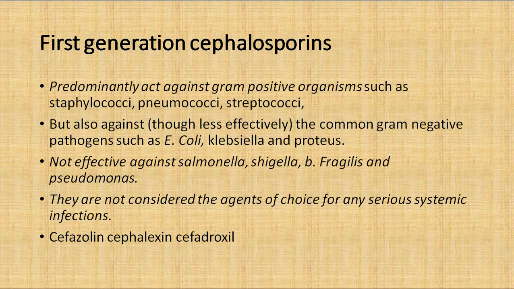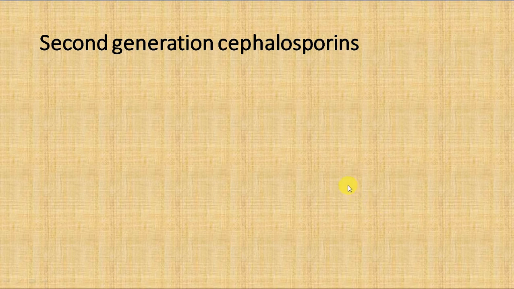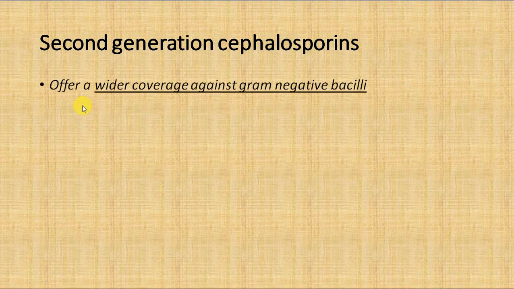So let's revise this once again. Active against gram positive, less active against gram negative, not acting against Shigella, Salmonella, Pseudomonas, and we cannot use them for serious infections. So let's move to the second generation cephalosporins. They offer a wide coverage against gram negative.